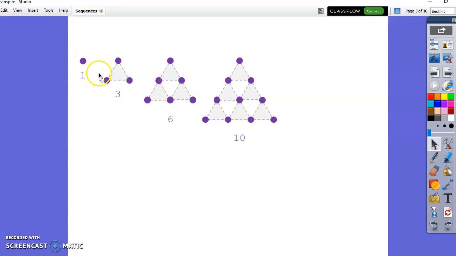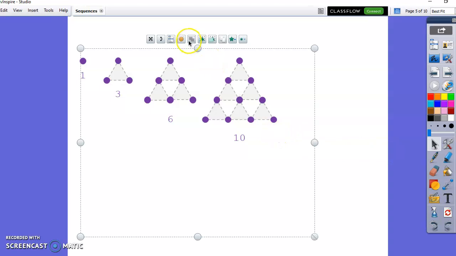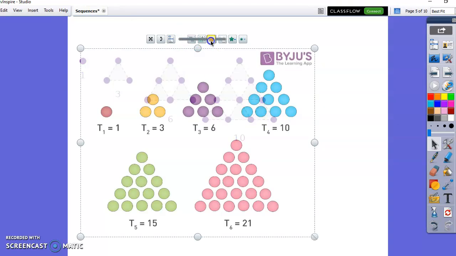So I added 2, I added 3, I added 4. So for the next one I have to add 5, so it will be 15. And for the next one I will add 6, and so on. So let's see how it can continue. Okay, so 1 point, 3, 6, 10, 15, and then you will add 6, 21. So this is the relation between these patterns. In each figure I have to add one more circle or one more point.